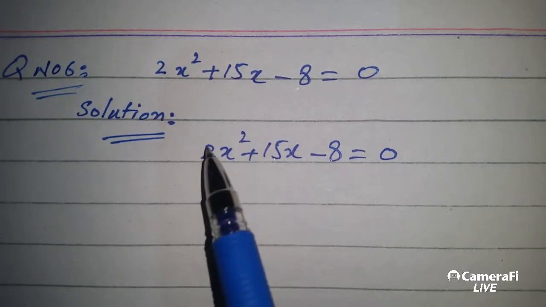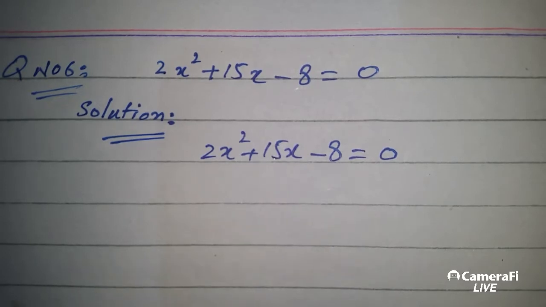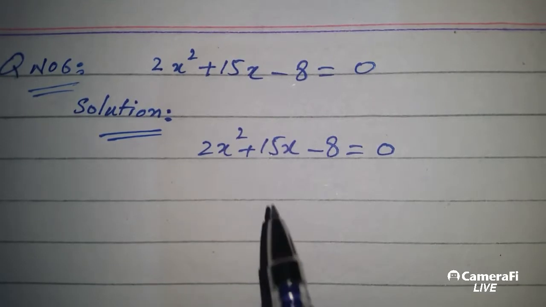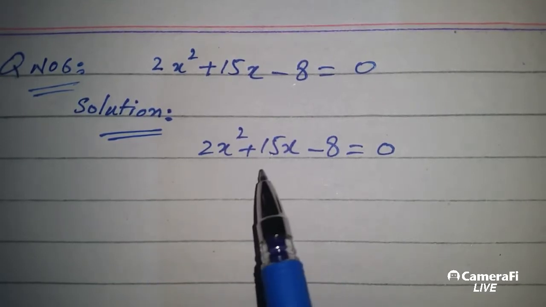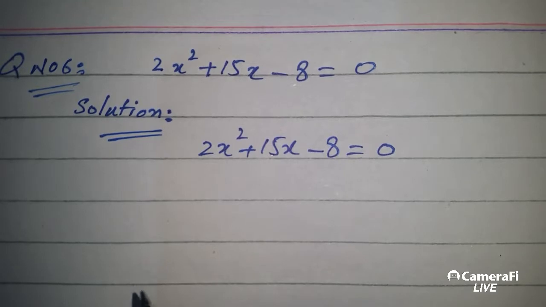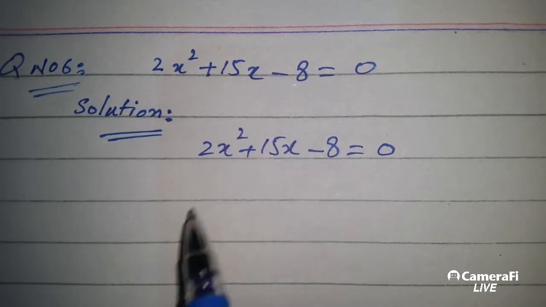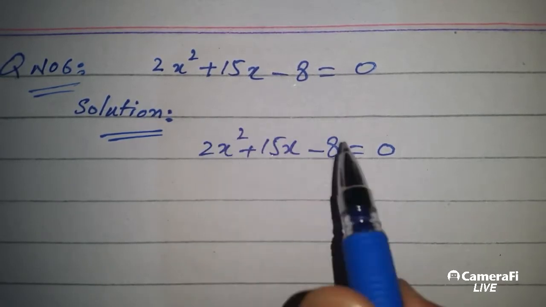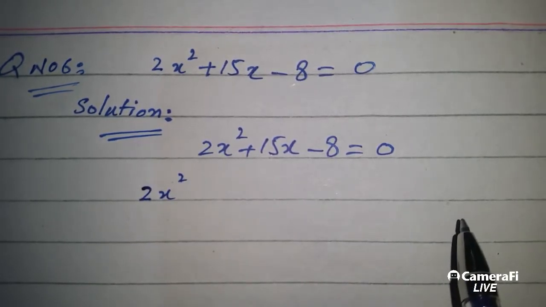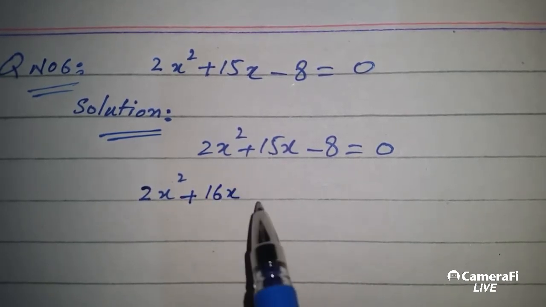We will multiply the first term and the last term and make the factors such that the addition of those factors produces the middle term and the multiplication of course produces the product of these two terms. 8 2s are 16, 8 2s are 16x square. So 16x square, the factor of 16 is 16, 1s are 16. So I can just take 16x and 1x.